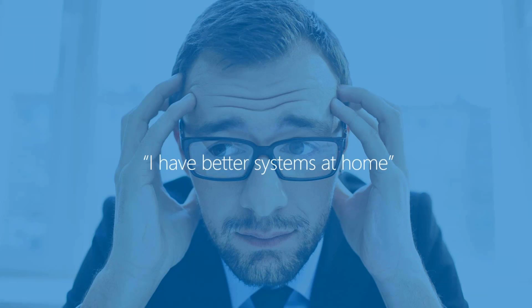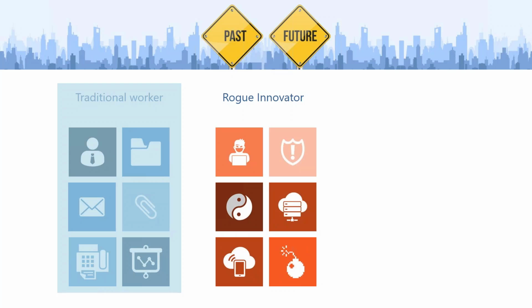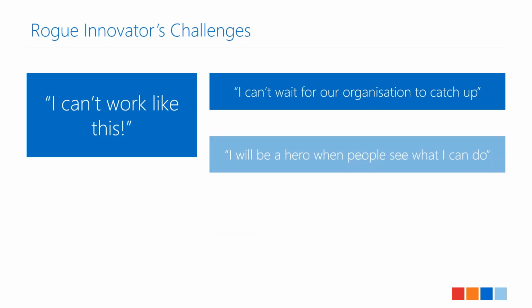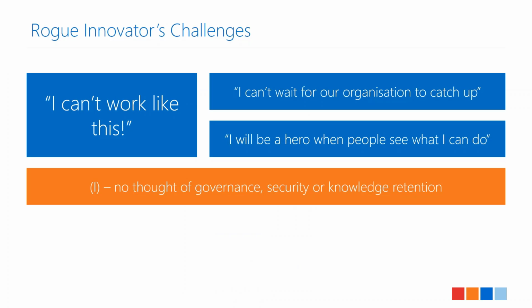So what happens in the organisation is we then get this person called, what I like to call, the rogue innovator, right? And they're not bad people. They're actually people who have great intentions. But they think, look, I can't work like this. It's inefficient. I can't wait for our organisation to catch up. I'm going to show them how to step forward and get into the new age. But the problem with that is they don't really have a lot of thought for governance, security or knowledge retention in doing so.